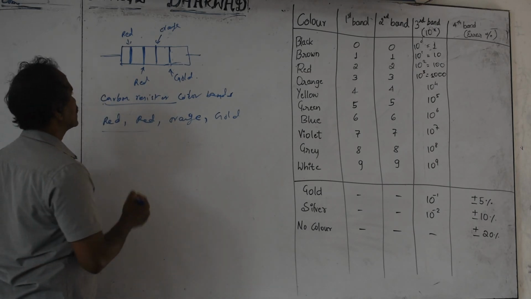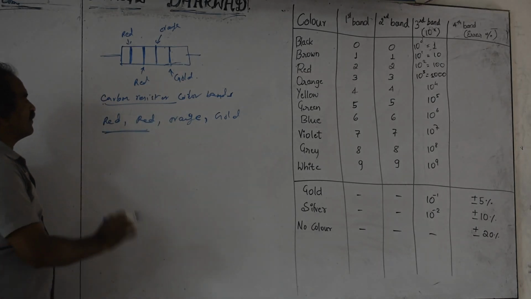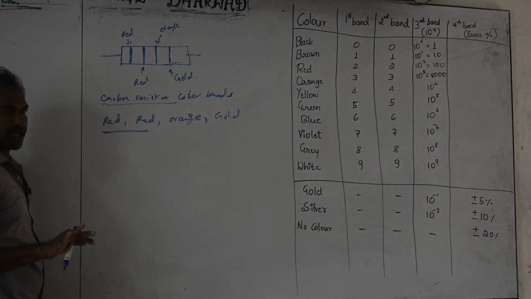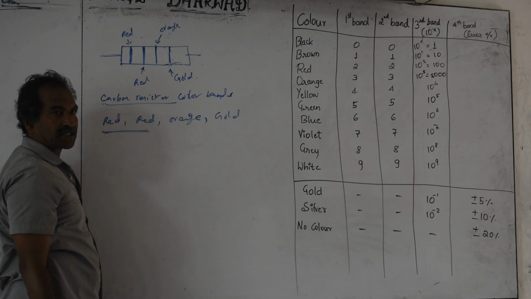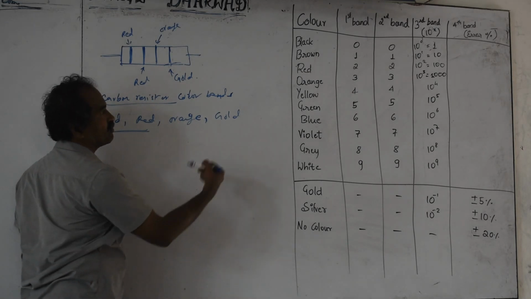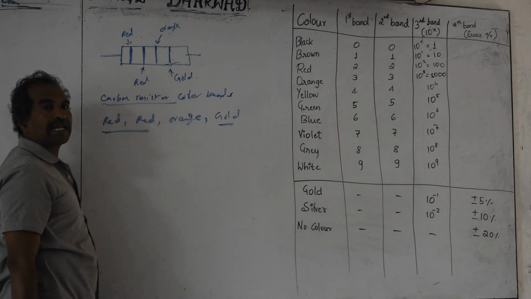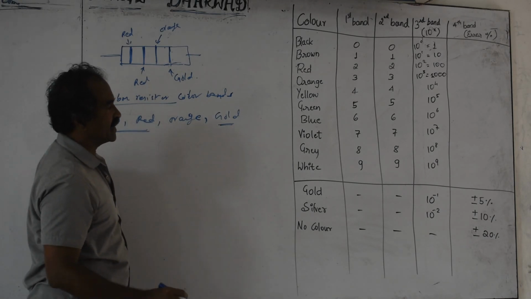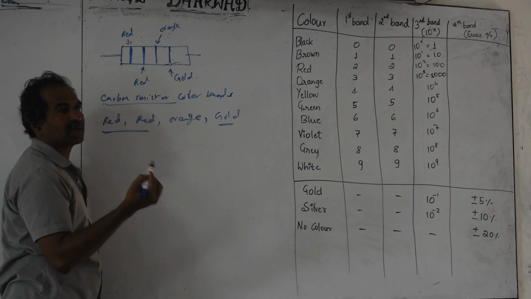What we discussed in the previous class is that the first two color bands indicate the first two digits of the value, in ohms only. The third band indicates the decimal multiplier, the power of ten, that is, how many zeros there are. The last, fourth band indicates the tolerance in percentage, that is, how much error is possible. The exact value is not possible, so how much error possibility is there.